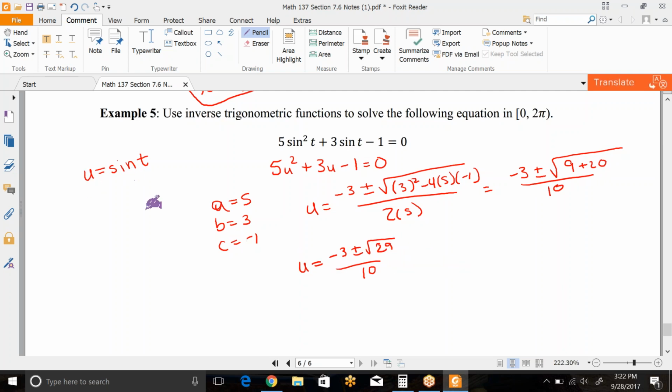So now we can back substitute and change the u back to sine. So I have two different versions I'm going to try to solve.